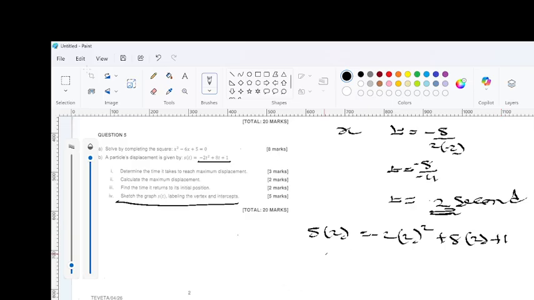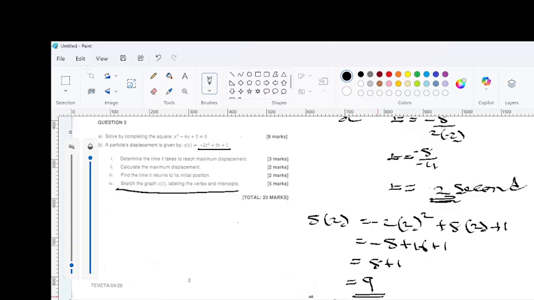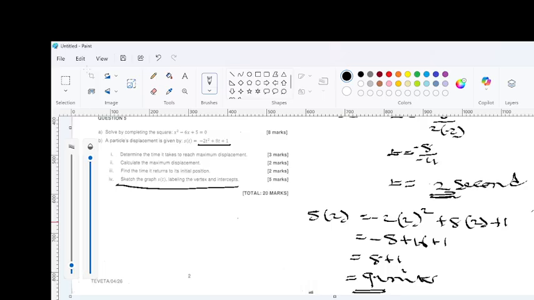So our maximum displacement, what is that? 2 squared is 4. -2 times 4 is -8, plus 8 times 2, that is 16, plus 1. So -8 plus 16 is 8, plus 1 is 9. So the maximum displacement is 9, and we don't know which units are being used. So it was 9 what? 9 units.